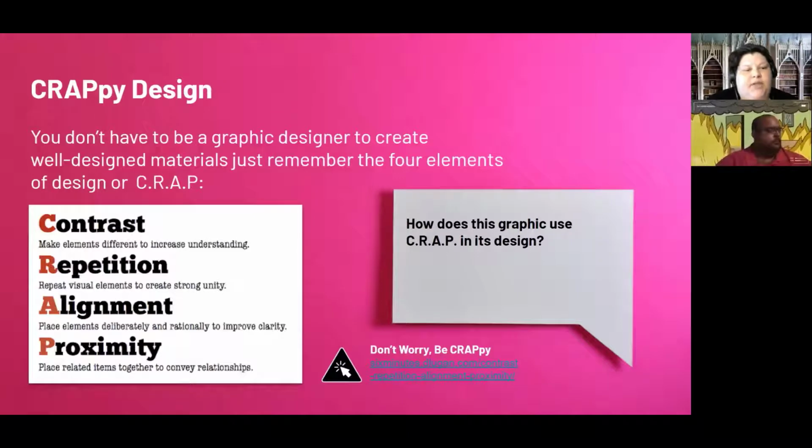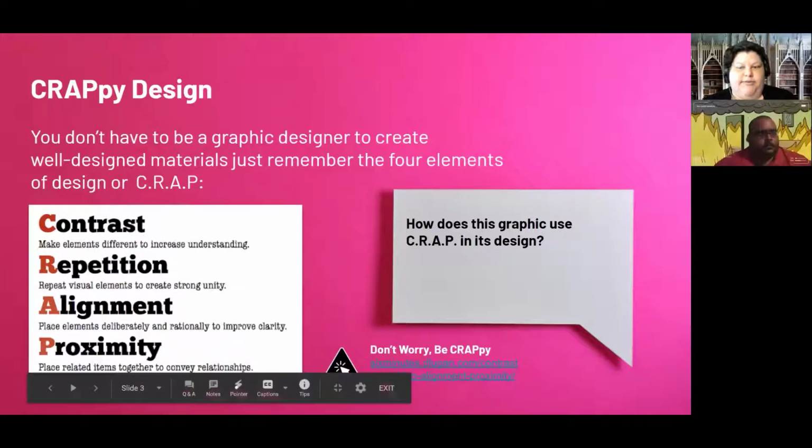Also, there's proximity, which is placing related items together to convey a relationship. If we group things together, those things belong together and are related. So go ahead and take to the chat, and I want to ask you this. How does this graphic right here that we have explaining what CRAP is, how does it use CRAP in its design? I'll play some music while you guys are musing on that.